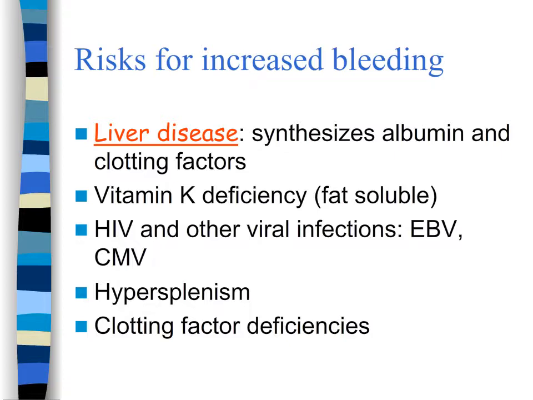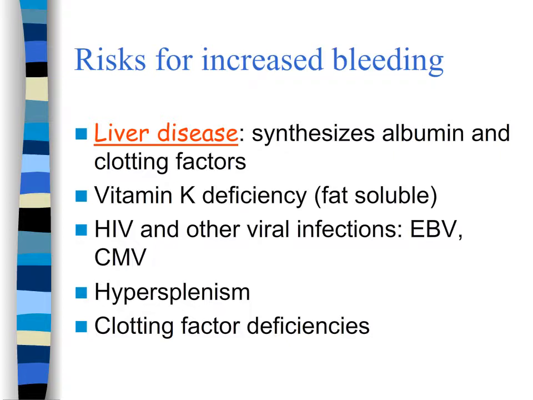It's interesting to note that bile is necessary for vitamin K to be absorbed, so people with gallbladder disease may also be at risk for bleeding. Any kind of viral infection, such as HIV, CMV, etc., can produce immune complex mediated injuries to the platelets. Also antiplatelet antibodies and a decrease in megakaryocytes in the bone marrow. Remember that megakaryocytes are the precursors for our clotting factors.